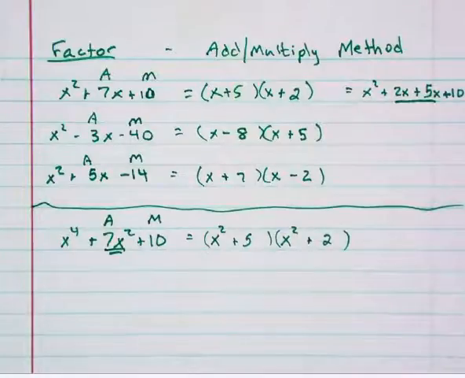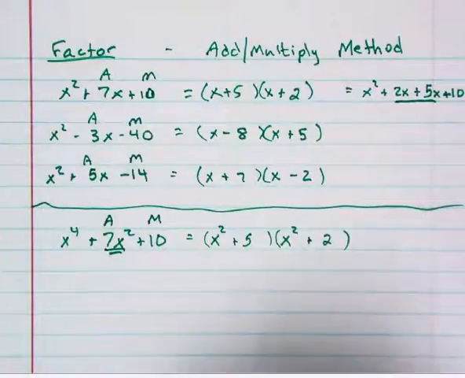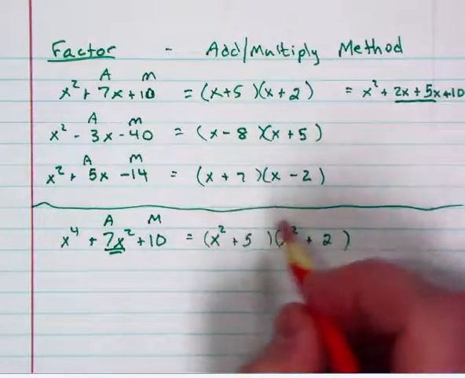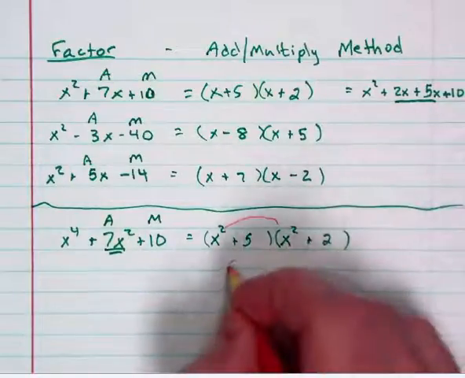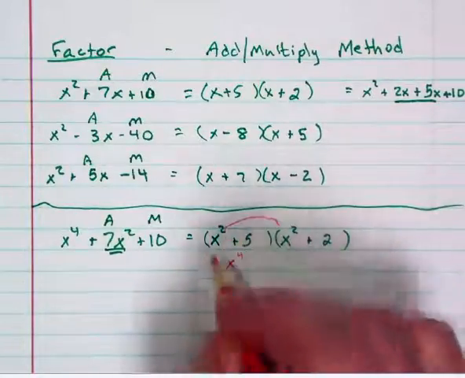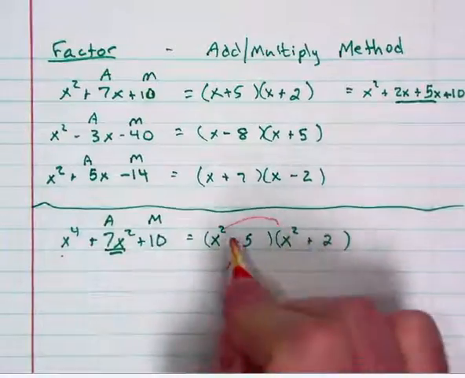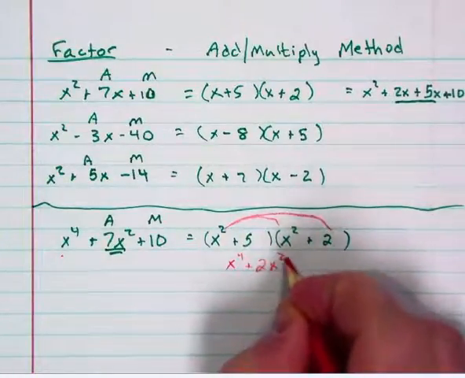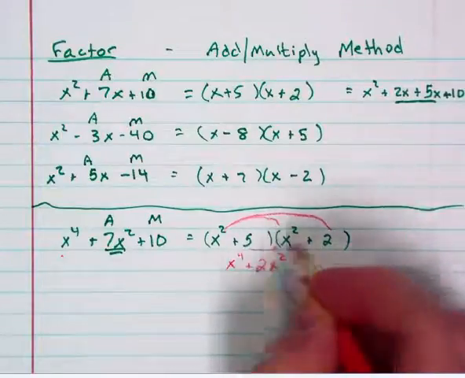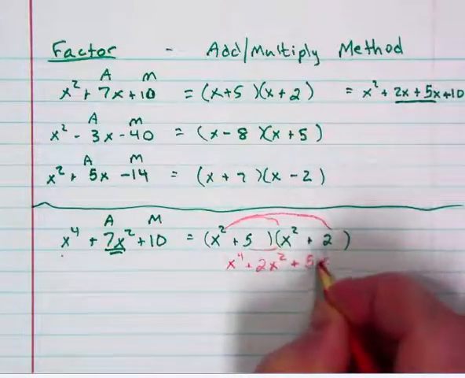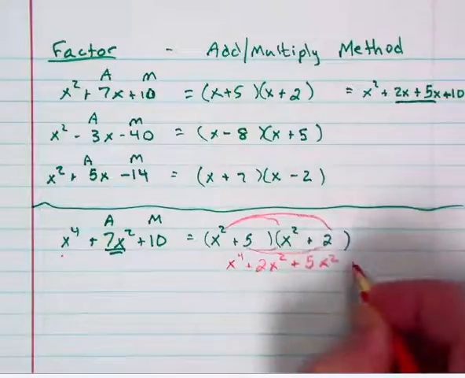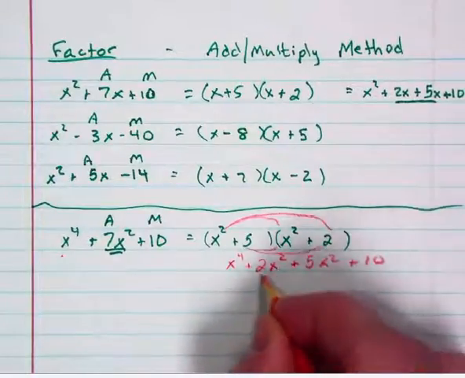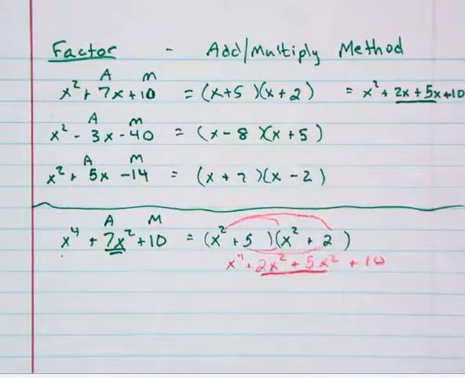Okay, let me show you how that actually works out. If I were to double distribute, x squared times x squared is x to the 4th. There's that. X squared times 2 is 2x squared. 5 times x squared is 5x squared, and then 5 times 2, of course, is 10. Here is your 7x squared. Same idea as the regular add multiply method.